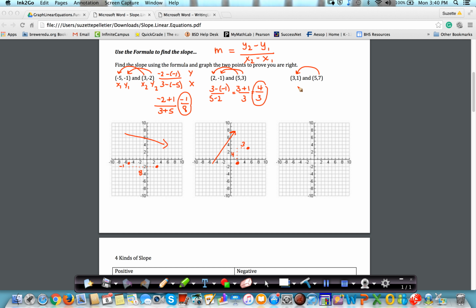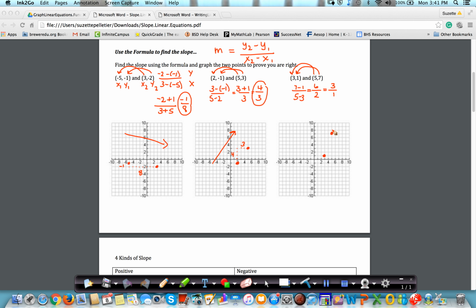Y2 minus y1. So 7 minus 1 over x2 minus x1. 5 minus 3. 7 minus 1 is 6. 5 minus 3 is 2. And 6 divided by 2 is 3, or 3 over 1, meaning I'm rising 3 and I'm running 1. Let's check it. Over 3 up 1. And over 5 up 1, 2, 3, 4, 5, 6, 7.